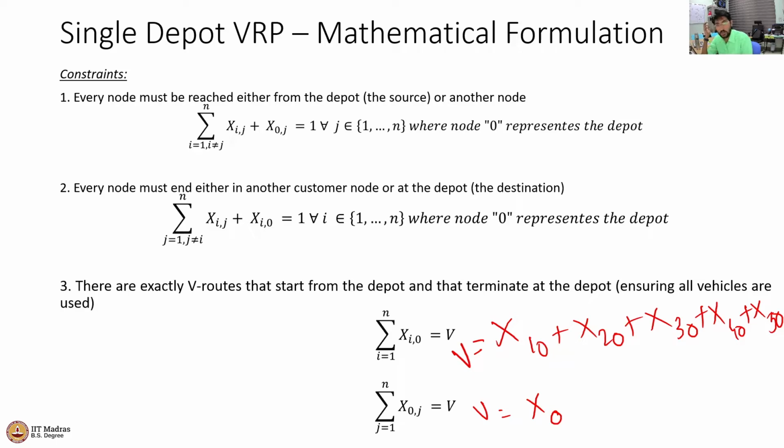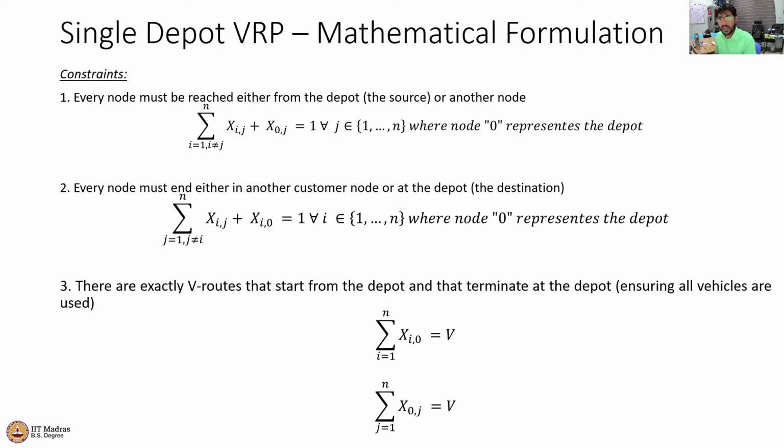Similarly, if I come from some location, I think I wrote the other way around. If I start from 0, I must go to one of the other locations: 0 to 1, 0 to 2, 0 to 3, 0 to 4, and 0 to 5. And whenever I start from the depot, I must have 5 vehicles leaving it. And if I have 5 vehicles leaving it, I should have 5 vehicles coming back in, provided I have 5 vehicles. So this is that constraint. I will ensure that all my V vehicles are utilized for the 5 city problem, for example.